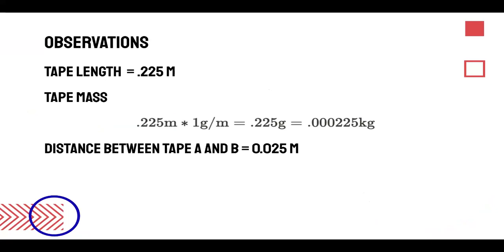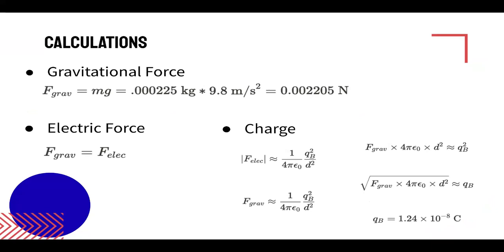In the experiment, the tape length was 0.225 meters. I found the mass of the tape using the length and mass per length standard for tape, and the distance from tape A at which tape B began to float was 0.025 meters. With these measurements, I was able to conduct the calculations based on the principles previously mentioned. I found the gravitational force, which is equal to the electric force, and used that to solve for the charge of tape B, which I found to be 1.24 times 10 to the negative 8 coulombs.